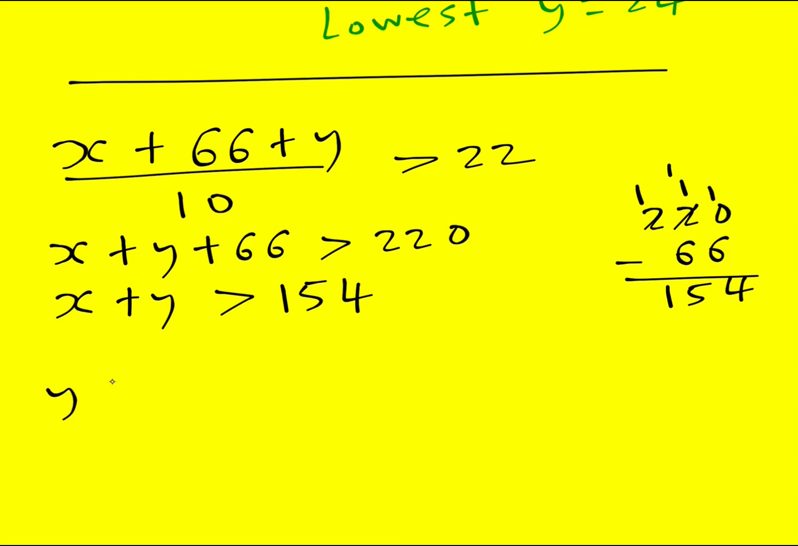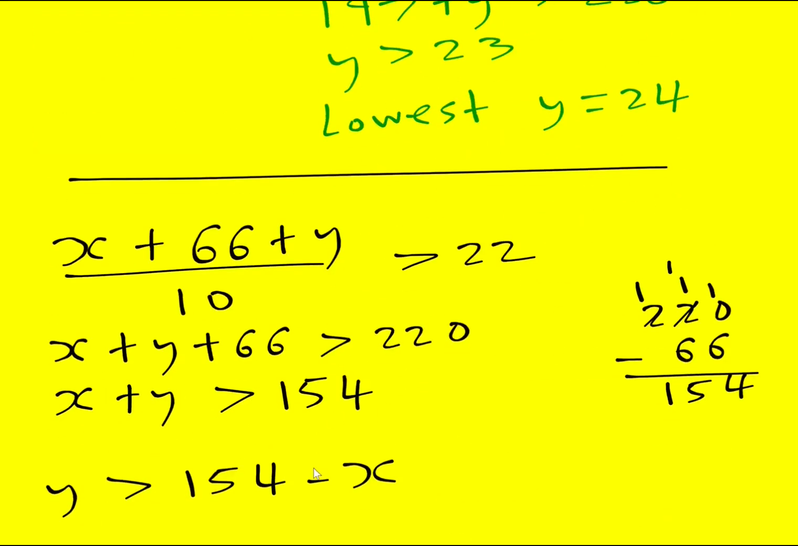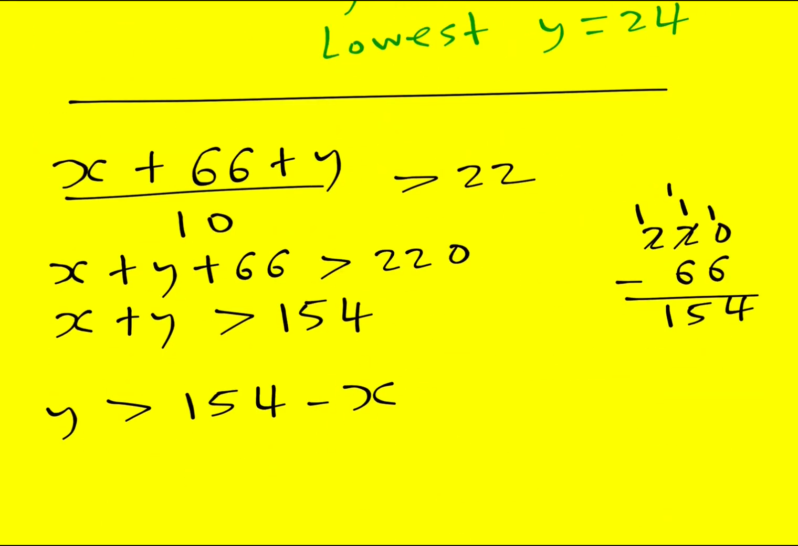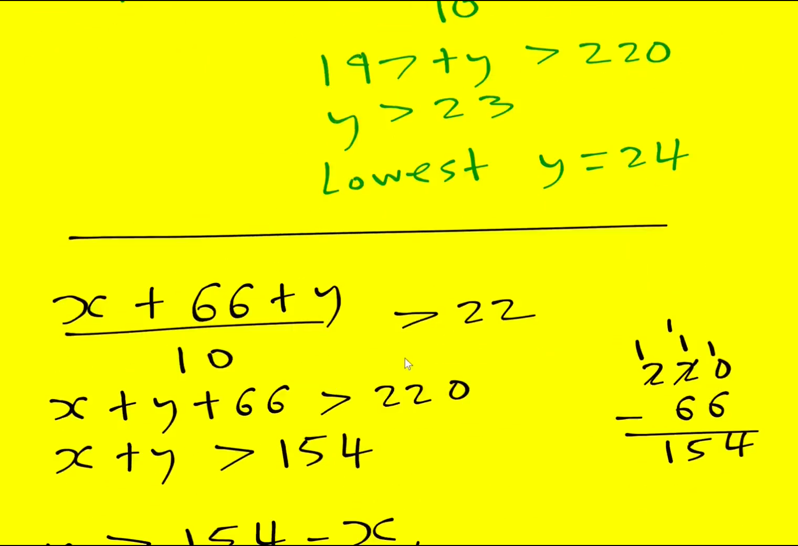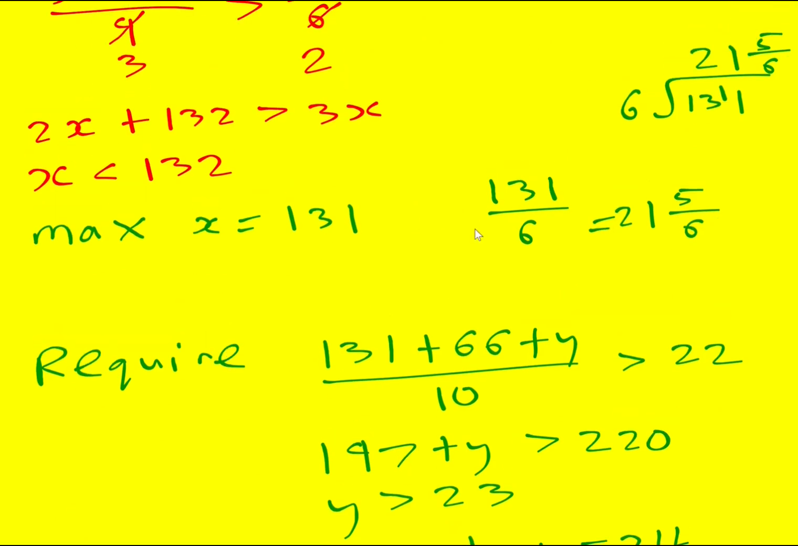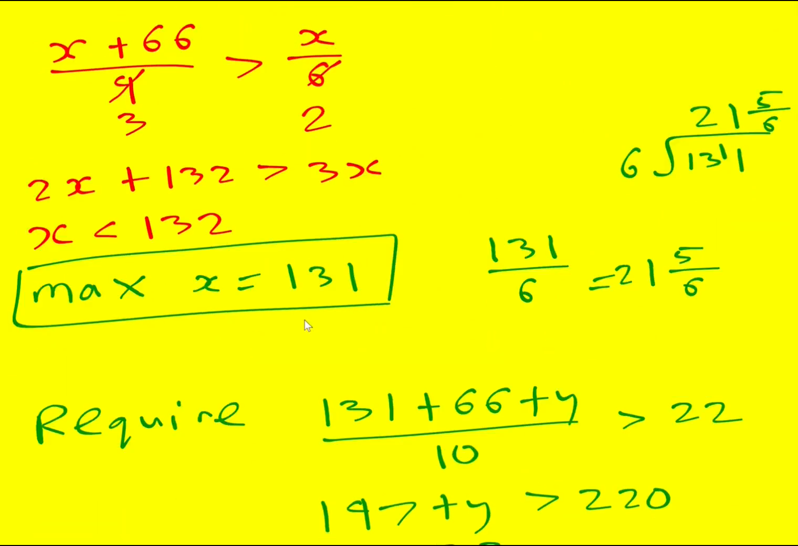So then y is going to be greater than 154 minus x. And at this point, it's clear that because we want to make y as small as possible, we need to make x as big as possible, and that's where the 131 would come in. So it's just a slightly different take on it. I kind of think it's more complicated. So I think at this point it was quite intuitive for me that we had to make x as big as possible to get the biggest possible mean essentially.